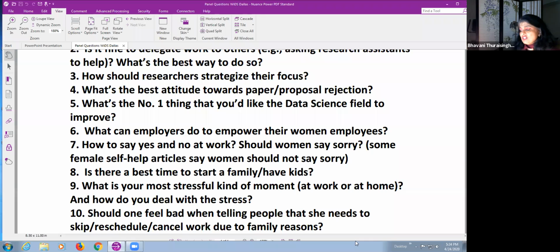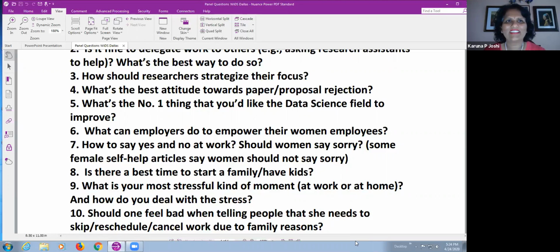So this question, maybe Karuna can answer this too. The way I look at this question, being in academia, it's not as relevant as it is when you are in the industry. When I was in the industry, this was very important. Meaning that if you leave, right? And Karuna, you were in the World Bank.